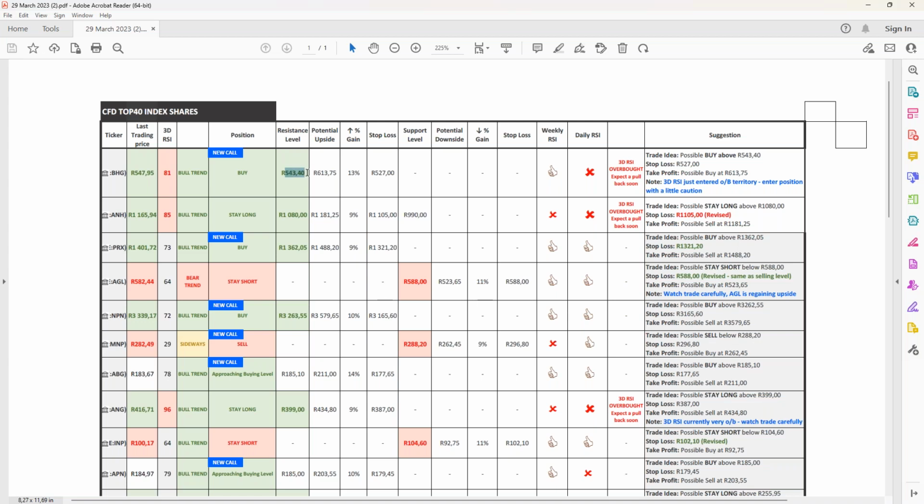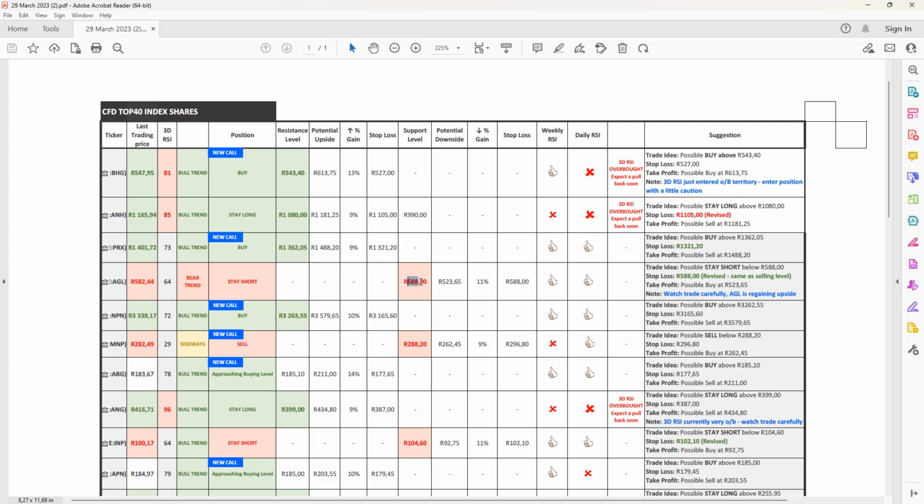Next would be the resistance level, basically where the share is supposed to break out. So once it reaches that breakout level, that resistance level, that's basically when you're going to buy in. All right, potential upside, that's where the share can grow to. You'll also see that when it says stay short or sell, your values would be on the right hand side and not on the left hand side.